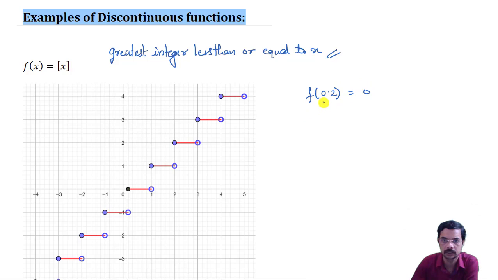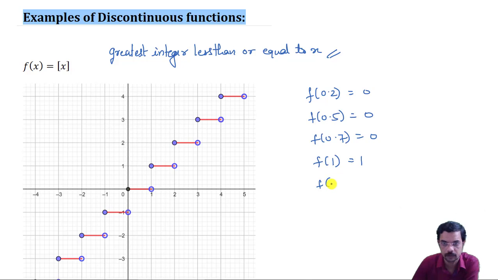The greatest integer which is less than 0.2, f of 0.5, will be again 0. F of 0.7 will be 0. What will be f of 1? F of 1 will be equal to, as soon as it reaches 1, f of 1 becomes the integer itself, because it is an integer which is less than or equal to 1. So if it becomes 1, it jumps to this point.